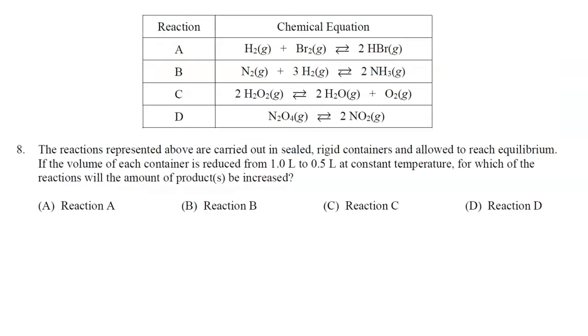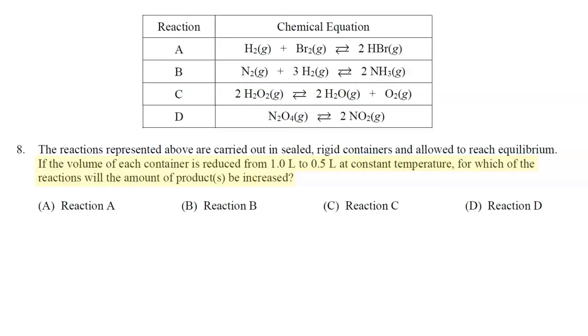Now let's take a look at question 8. In question 8 it says, the reactions represented above are carried out in sealed, rigid containers and allowed to reach equilibrium. If the volume of each container is reduced from 1 liter to 0.5 liters at constant temperature, for which of the reactions will the amount of products be increased?